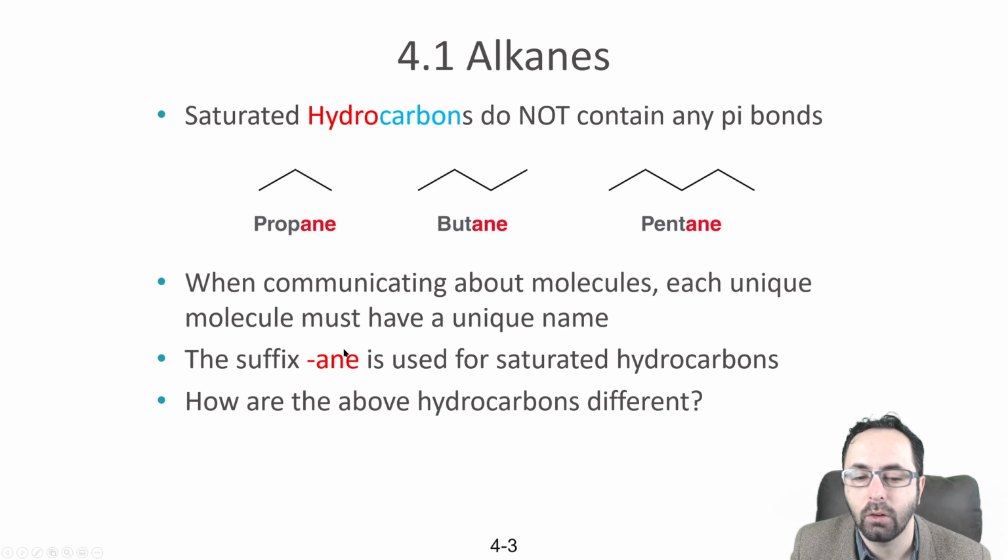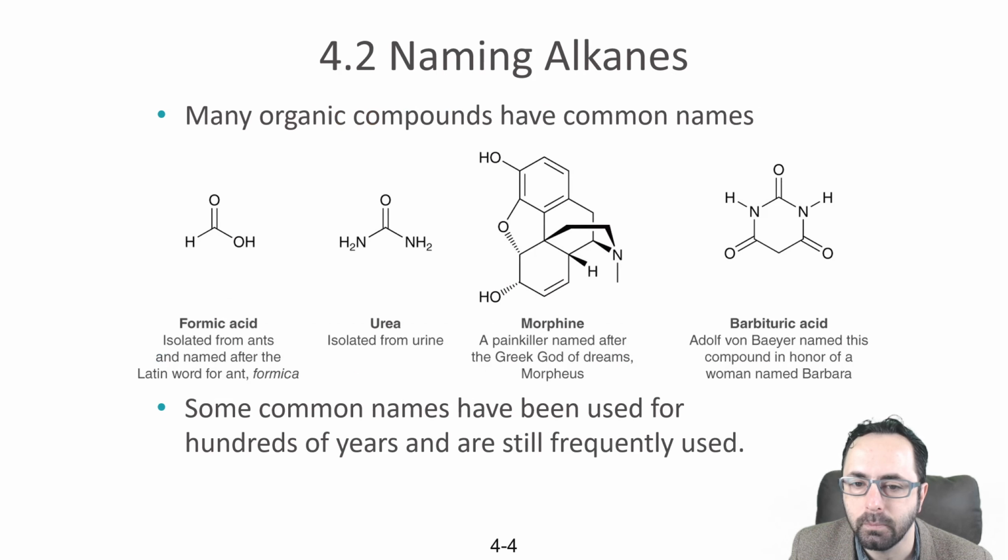For saturated hydrocarbons, we're going to name these molecules such that their name ends with -ane. You can see here we've got propane, which has 3 carbons, 1, 2, 3. We've got butane here, which has 4, 1, 2, 3, 4. We have pentane that has 5 carbons, 1, 2, 3, 4, 5. But they all end with -ane because they're all hydrocarbons with no pi bonds, no double bonds, no triple bonds.